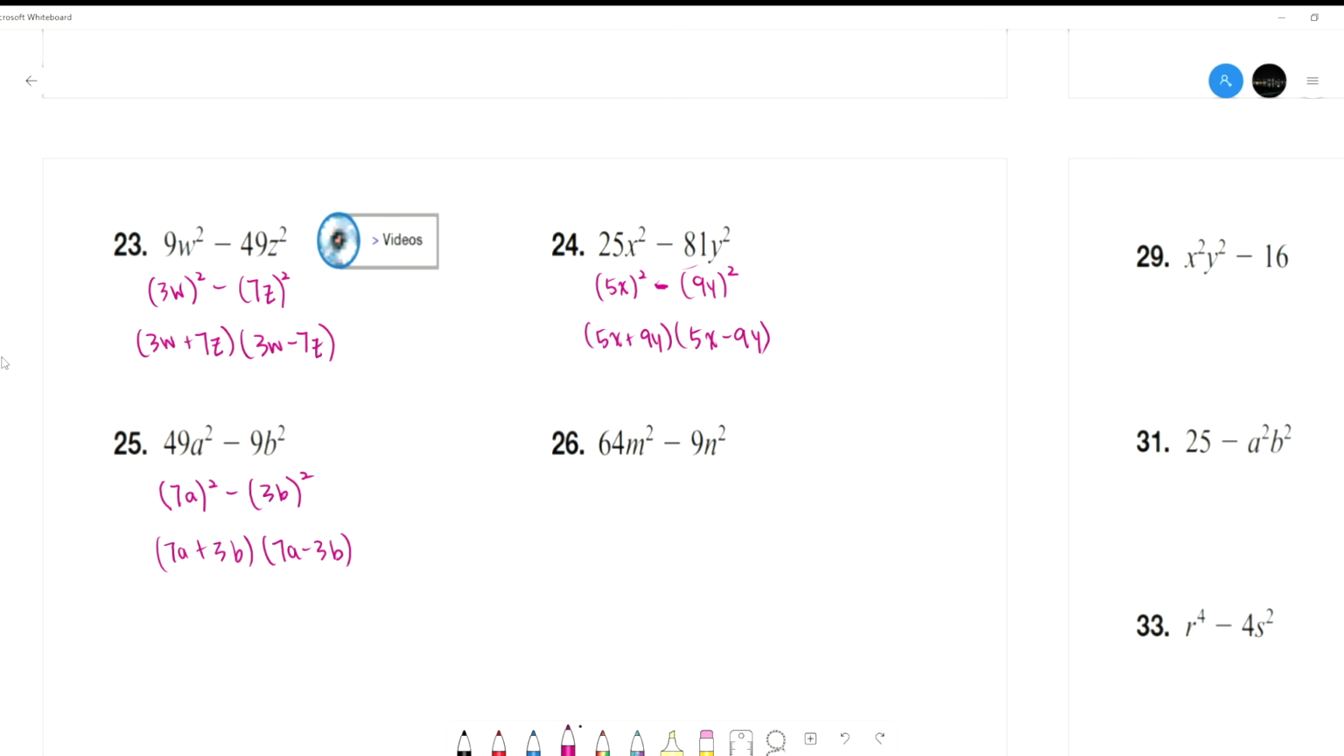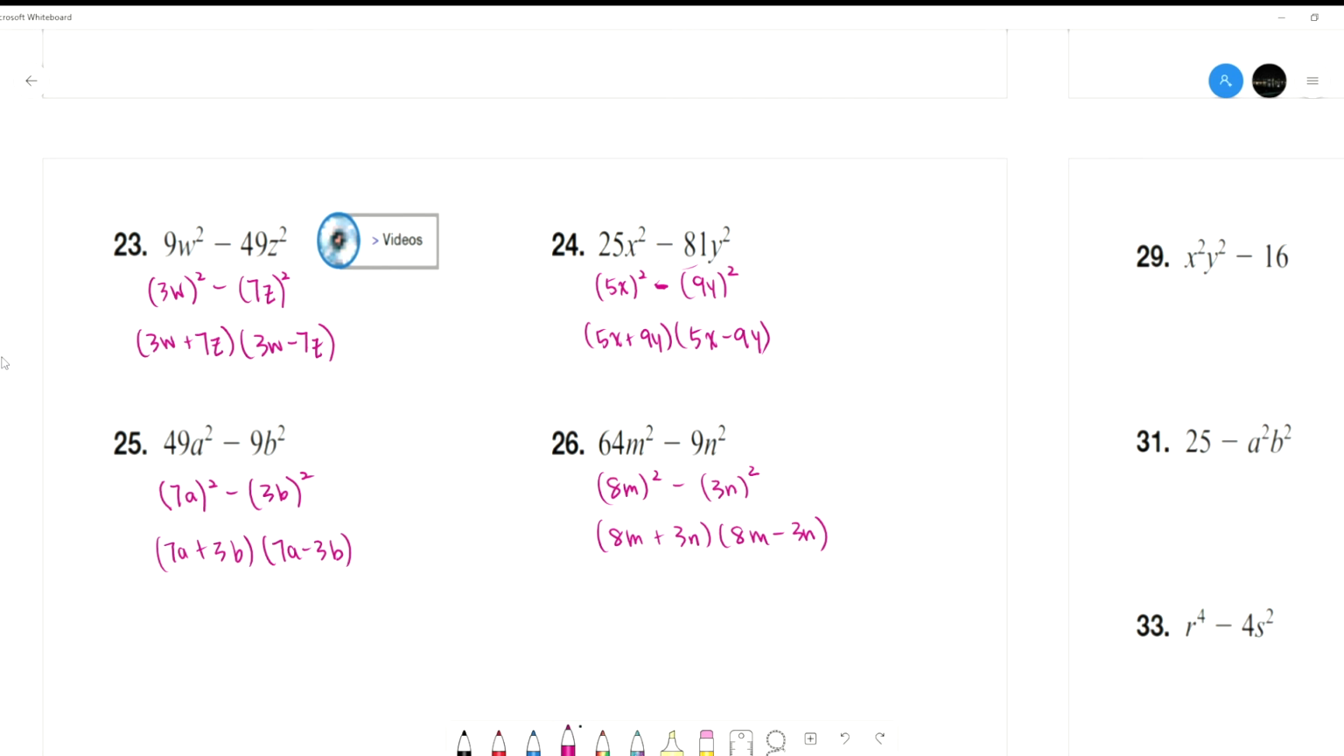64m squared minus 9n squared. So subtraction, two terms. I'm immediately thinking difference of squares, right? There's no GCF. So let's see here. 64m squared gives us 8m, right? Minus 9n squared, so that's what? 3n in parentheses squared. So this is our difference of squares. Our factors are 8m plus 3n times 8m minus 3n.